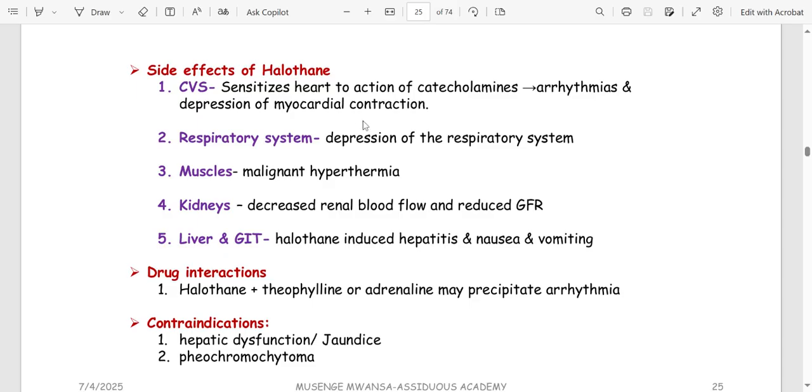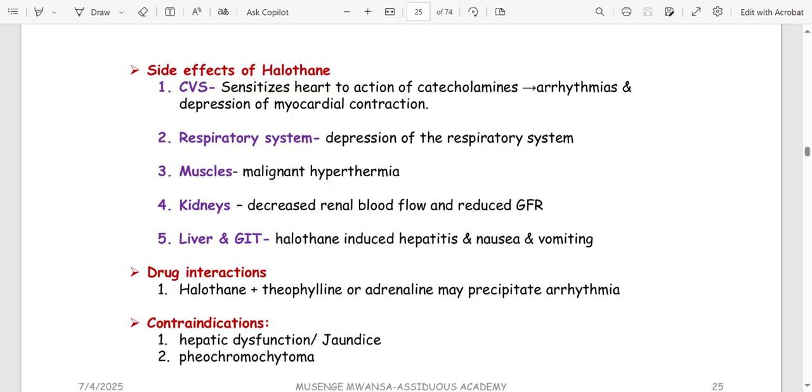On the respiratory system, it will cause depression of the respiratory system. On muscles, there will be what is known as malignant hyperthermia. Okay. And then kidney, there will be decreased renal blood flow and reduced glomerular filtration rate. On the liver and the GIT, it induces hepatitis, inflammation of the liver, nausea, and vomiting.